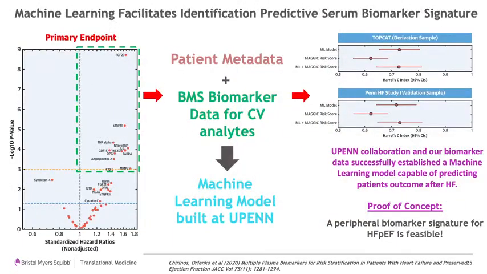With the same biomarker data, our UPenn collaborators around Julio Chirinos built a machine learning model with the goal of identifying predictive signatures. Indeed, when looking at the entirety of measured markers versus the patient metadata and primary study endpoint, several markers appear to be significantly associated and clusters emerged for inflammatory, metabolism, fibrosis, and angiogenesis pathways.